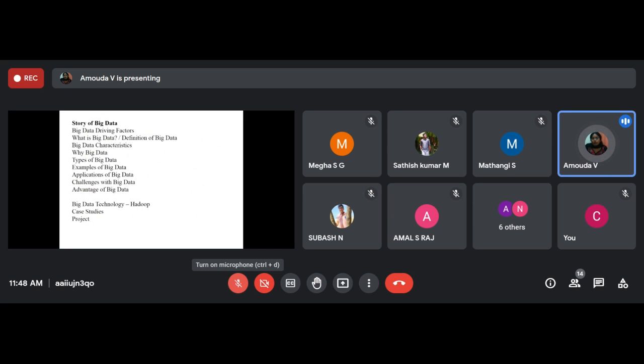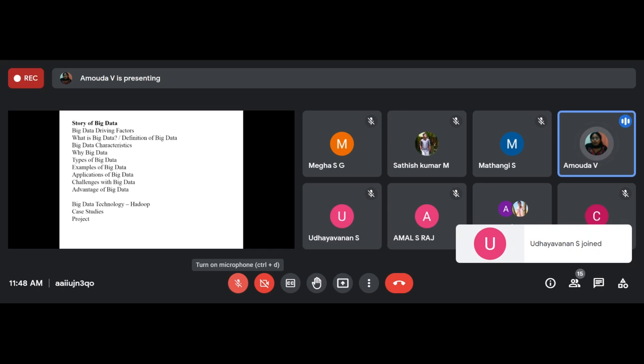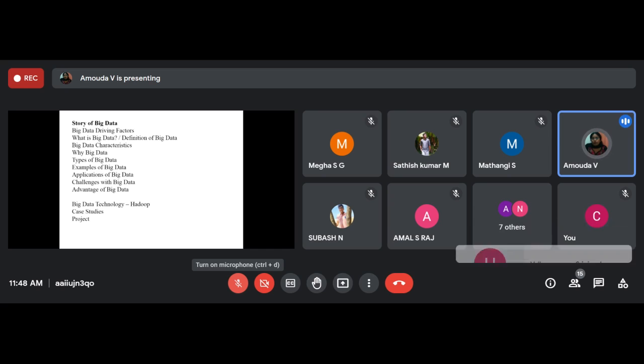Now, the agenda of the class, what we are going to discuss today, is the big data driving factors. Which things are giving you data which can be considered big data. Why do you call it big data? What is big data actually? And what are its characteristics? When do you say that the data is big data? Why do you need that? What are the types of big data?